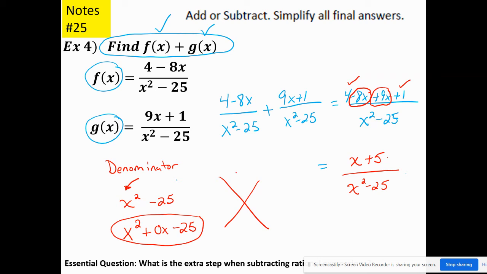So remember, there's a hidden 1. So what multiplies to negative 25 gives us the middle of 0? That would be 5 and a negative 5. 5 minus 5 is 0. 5 times negative 5 is negative 25. So this bottom right here factors, so we need to do that. So x squared minus 25 changes into 2 parentheses, x plus 5, x minus 5.